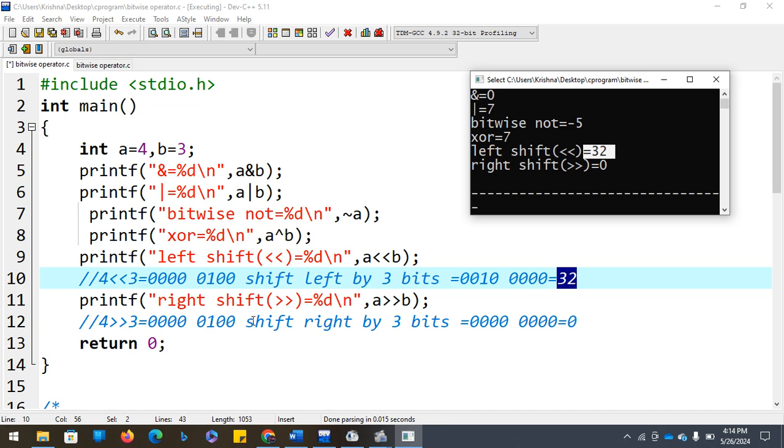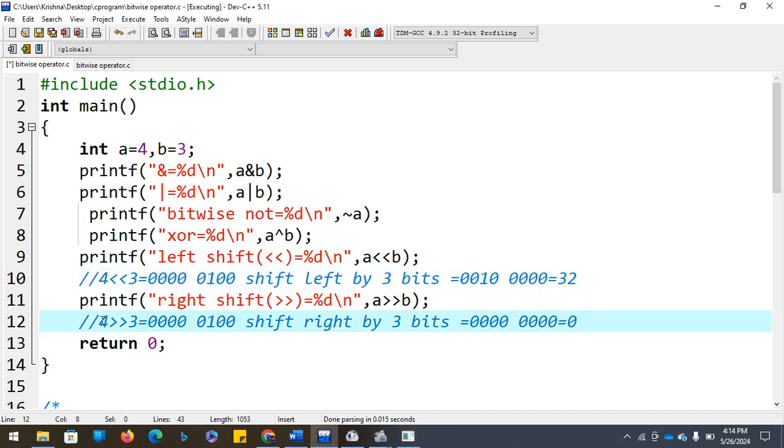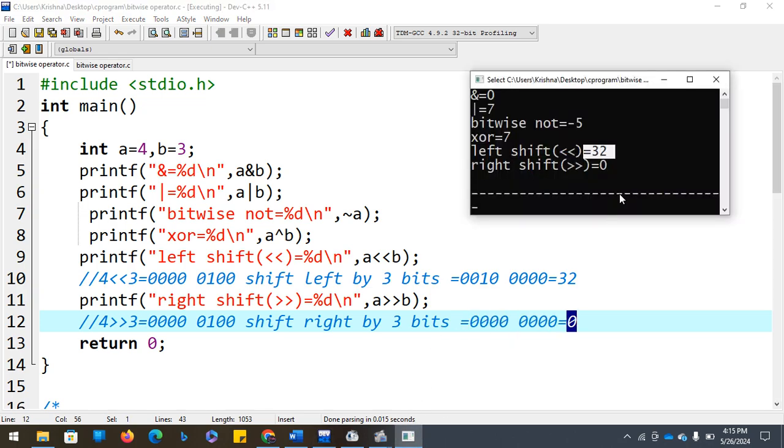For that, the same example we can take here. Its binary is this much, and we are going to shift this value by 3 bits. 1 is here, so 1, 2, 3. Since 3 bits are not there, the computer itself takes 0, so it becomes this much, and its equivalent decimal is 0, so we'll get the output 0. As you can see here, right shift equals 0.